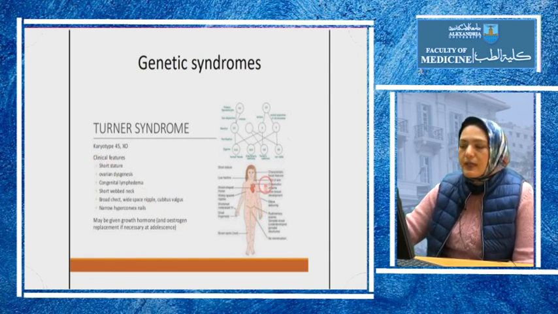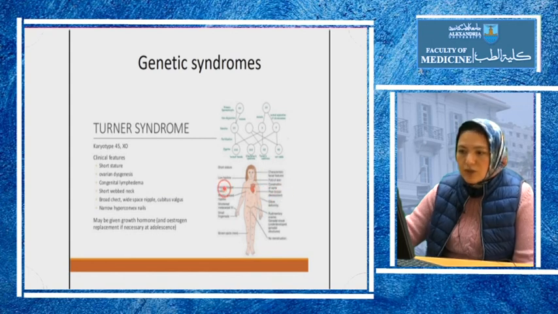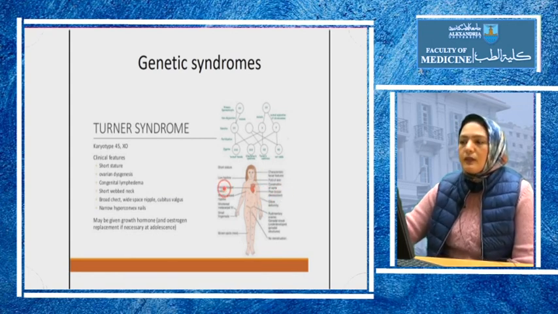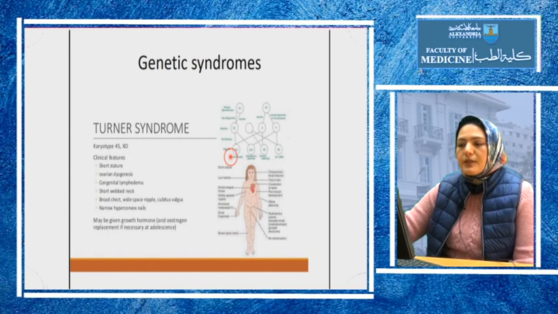The patient may have congenital lymphedema, short webbing of the neck, broad chest, widely separated nipples, cubitus valgus or wide carrying angle of the elbow deformity, and the patient may have congenital heart disease in the form of aortic coarctation. This patient usually presents with short stature and primary amenorrhea.